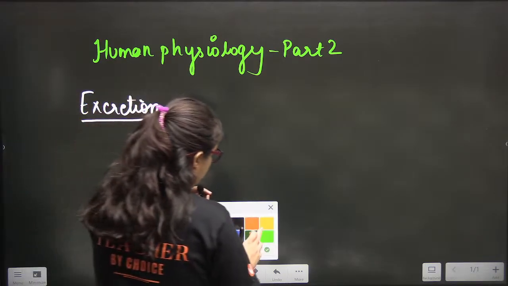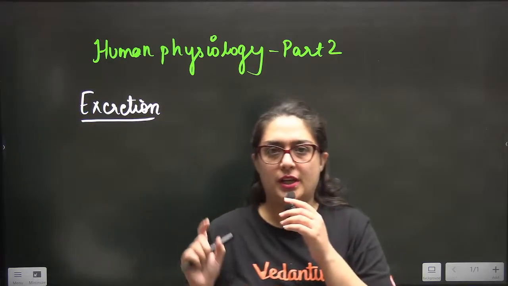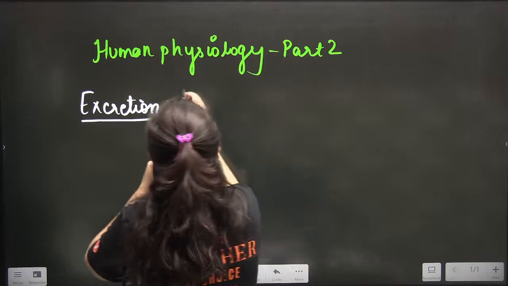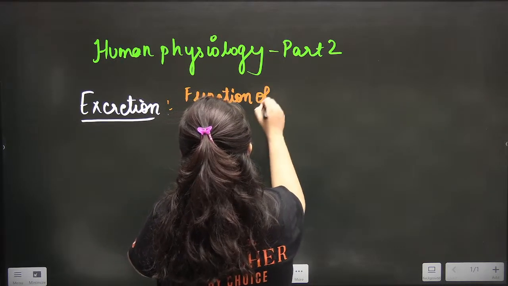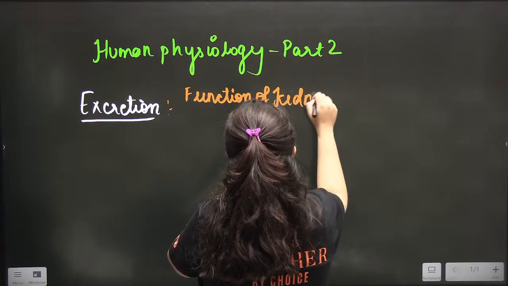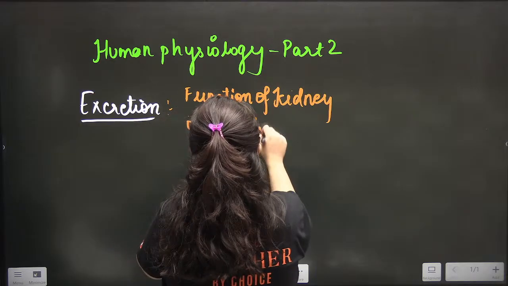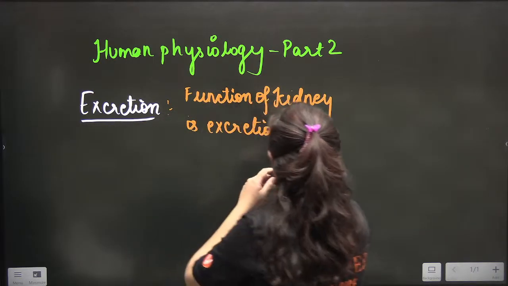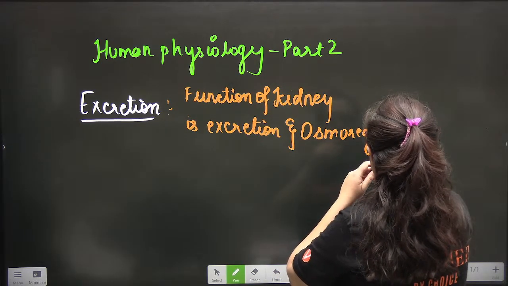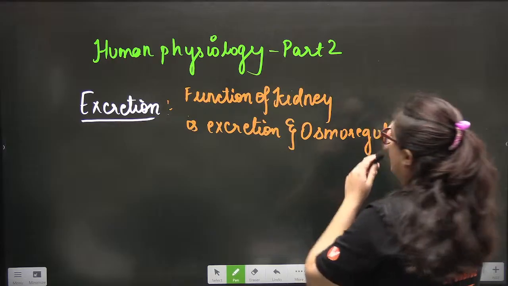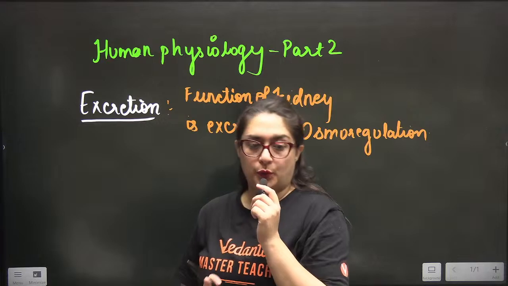Now you very well know that the function of kidneys is excretion and osmoregulation. Function of kidney is excretion and osmoregulation.